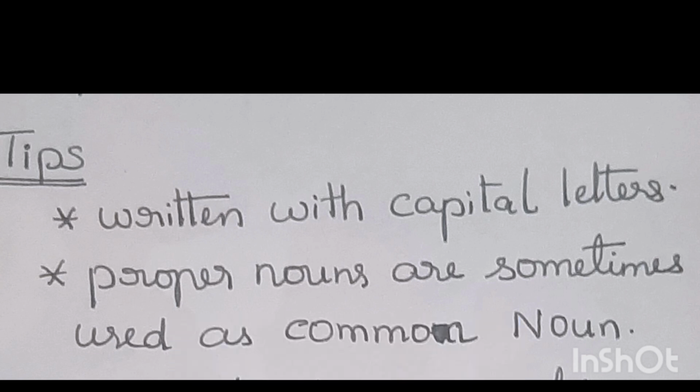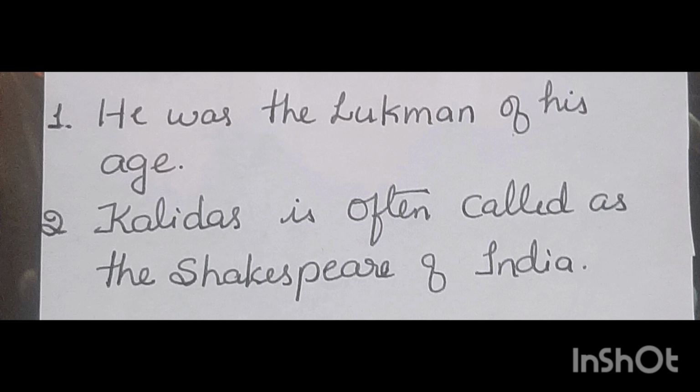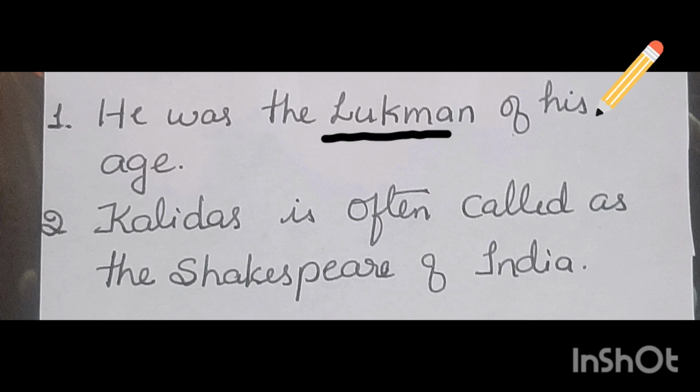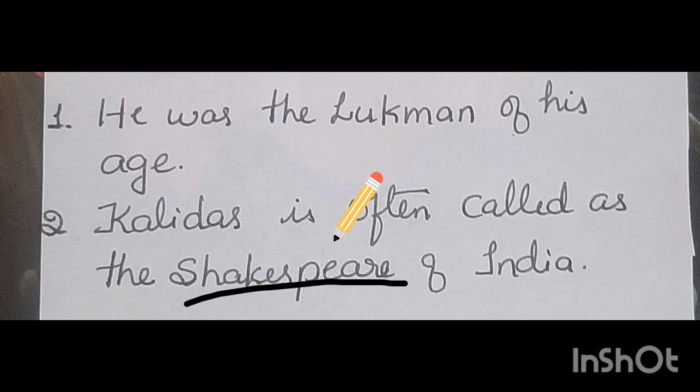Proper nouns are sometimes used as common nouns. He was the Lookman of his age. Here, Lookman is the name of a person. On the other hand, to identify as a wise man, this word is used. The second one, Kalidasa is often called as Shakespeare of India. Here also, Shakespeare, as you know, he is a famous dramatist in English. On the other hand, here it was mentioned as to depict the famous person.